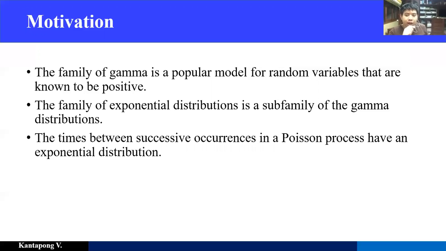The special case of the gamma distribution is the exponential distribution. The exponential distribution is the times between successive occurrences in the Poisson process. Okay, so let's get started.